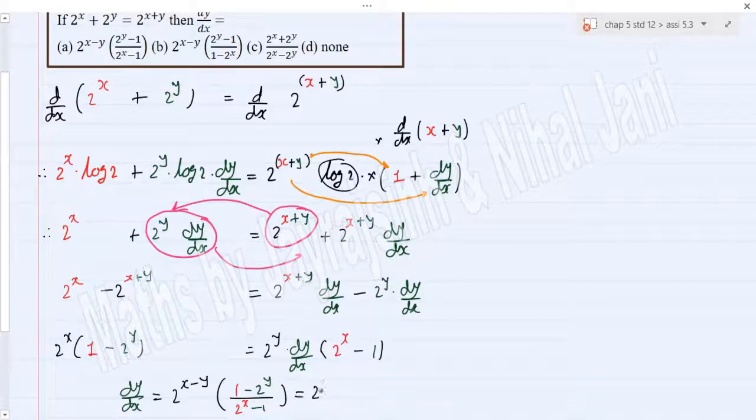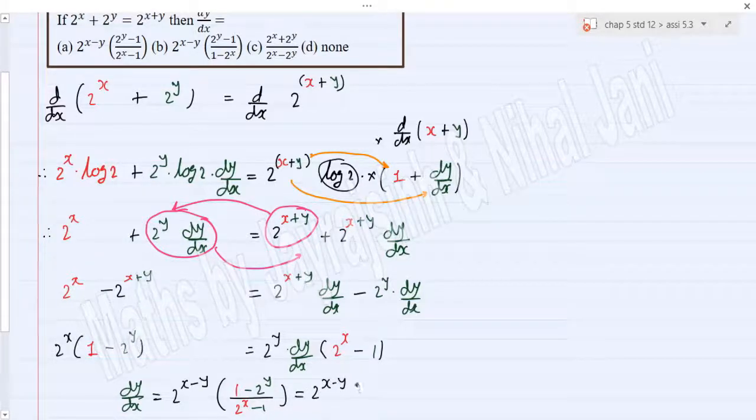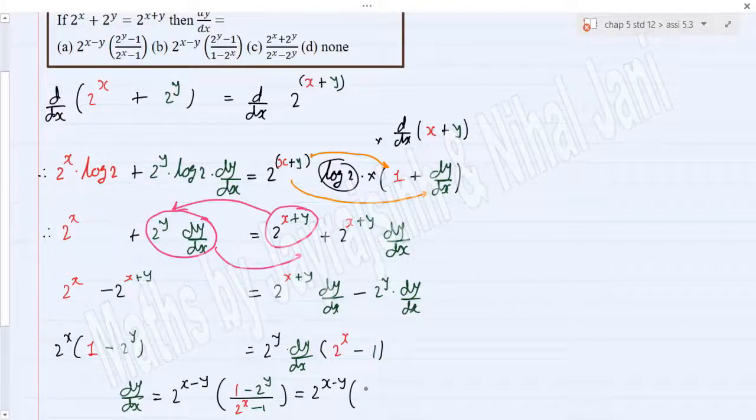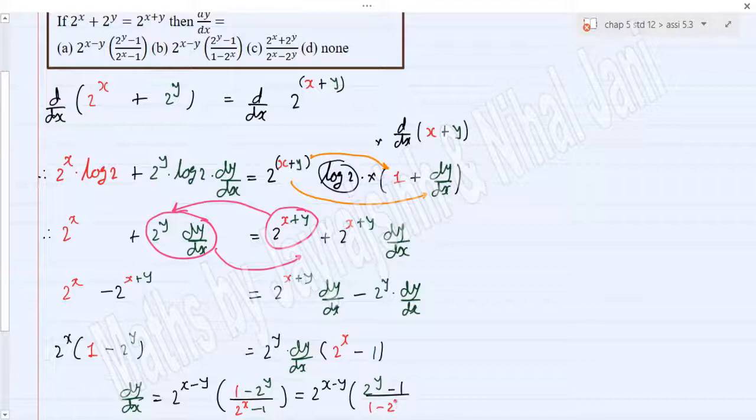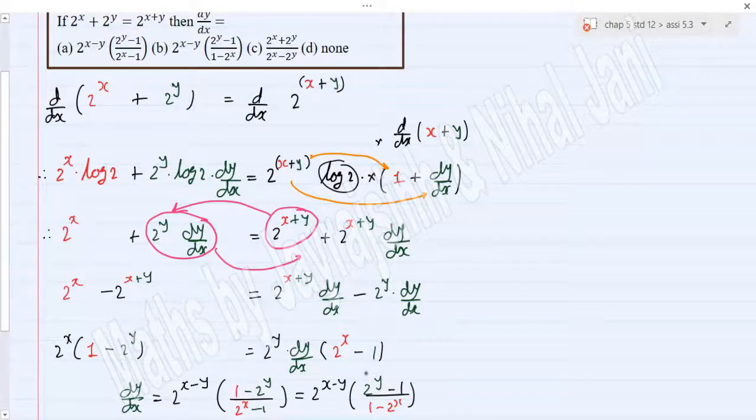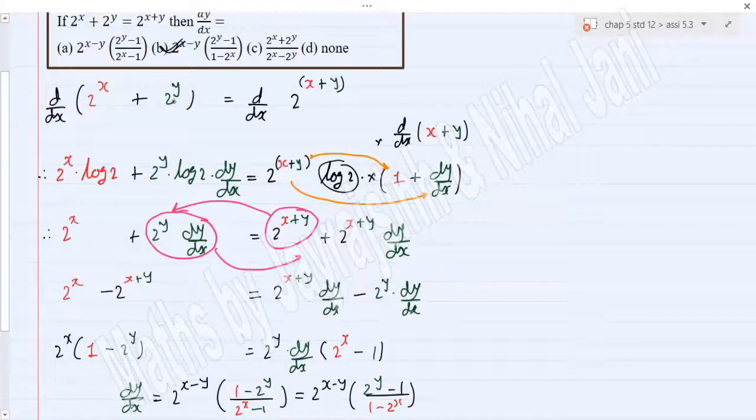Or we can say 2 raised to x minus y. By rearranging the terms, we can say 2 raised to y minus 1 upon 1 minus 2 raised to x is your final answer, which is given in option D. Ta-da!